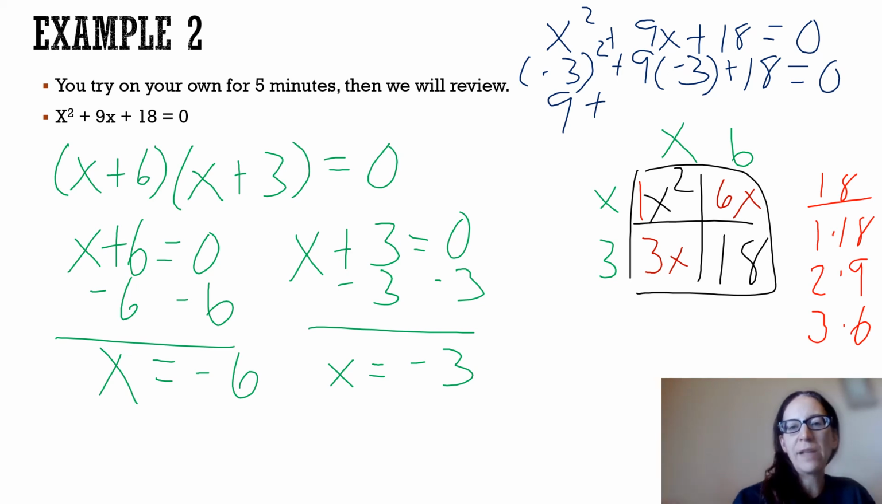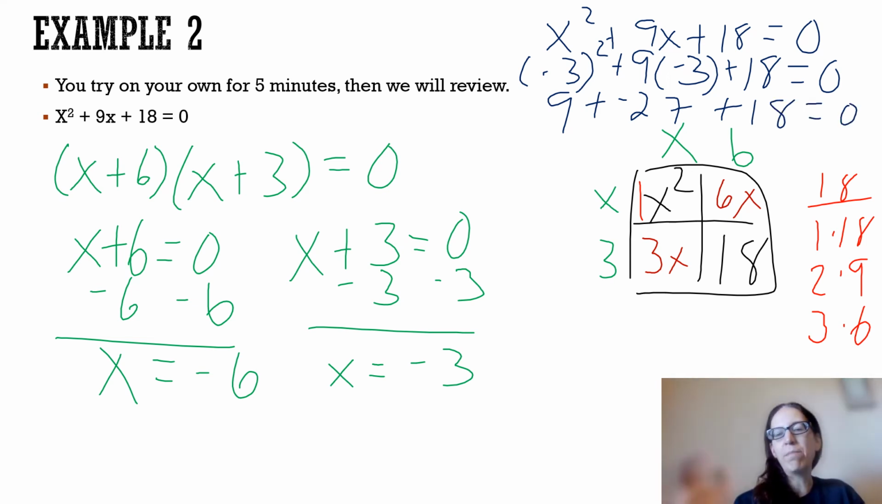Positive 9 times negative 3 is negative 27. And then we have plus 18. If you grab your calculator and do 9 minus 27 plus 18, you will get 0 equals 0, which of course is a true statement. And so I know that negative 3 is a solution to that equation.